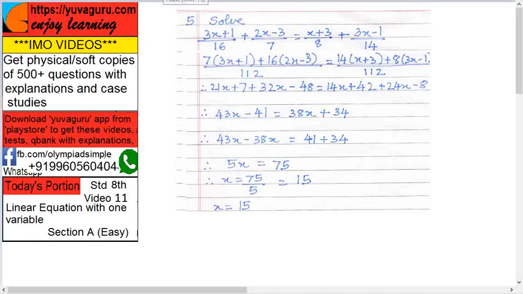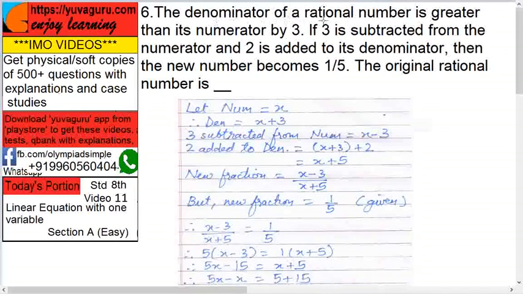That is the answer. The denominator of a rational number is greater than its numerator by 3. If 3 is subtracted from the numerator and 2 is added to the denominator, then the new number is 1 upon 5. Therefore, the original number is.